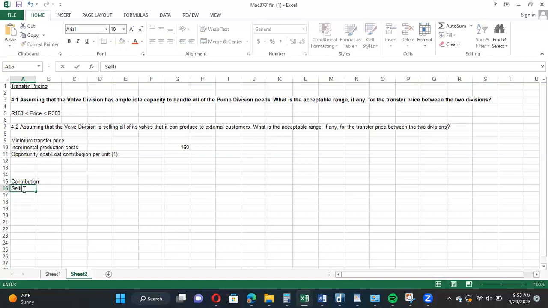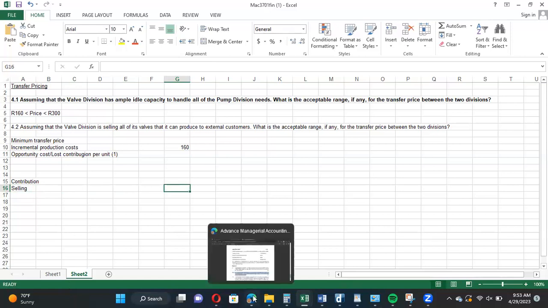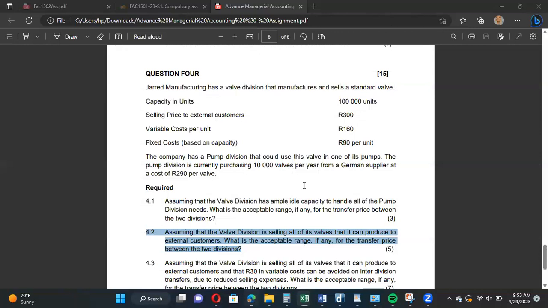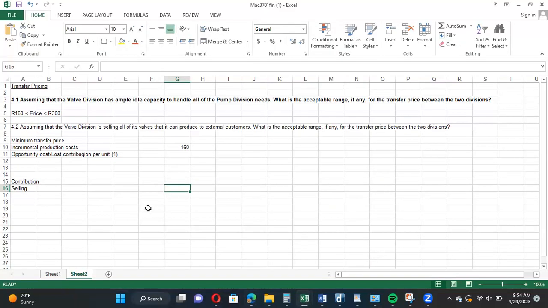So how do you calculate contribution? It's the selling price. Right. So let's find out now how much these guys are losing. They can sell this to external suppliers. They can sell that at 300 to external suppliers. So let's put that down there. So contribution is selling price less your total variable production cost.